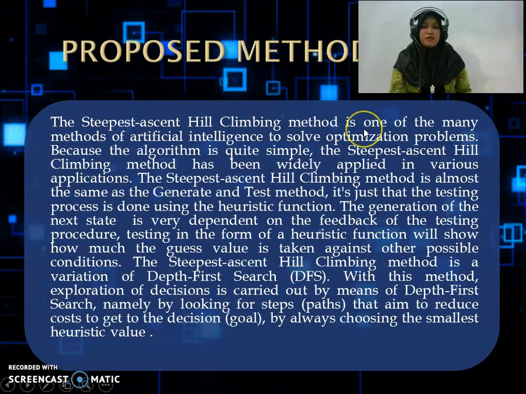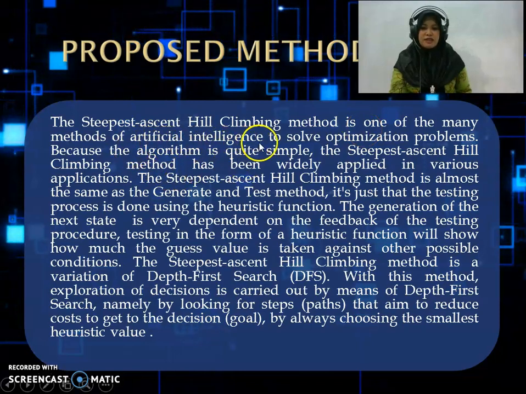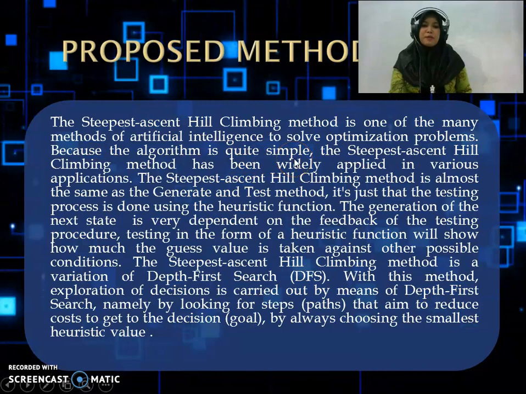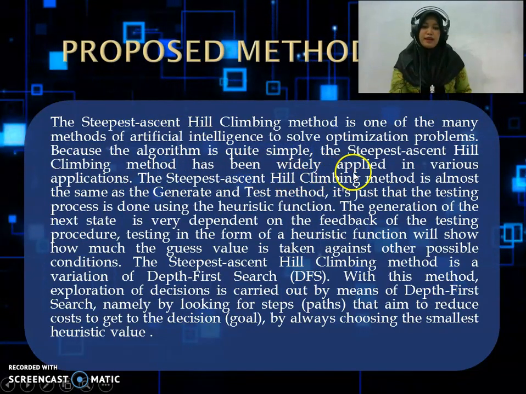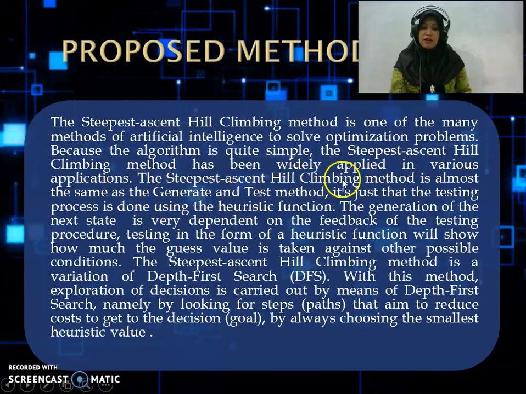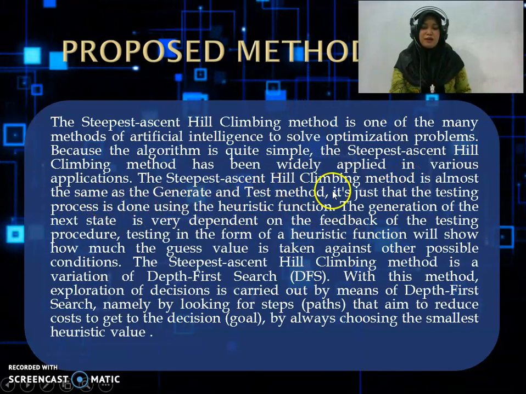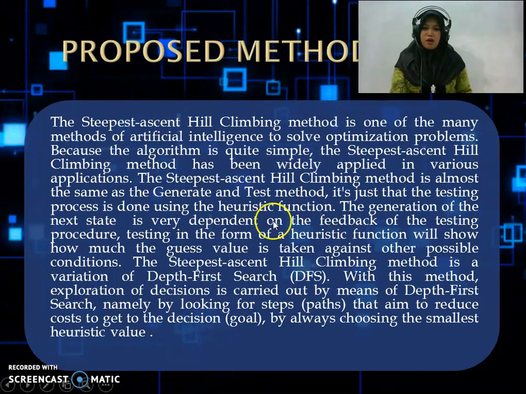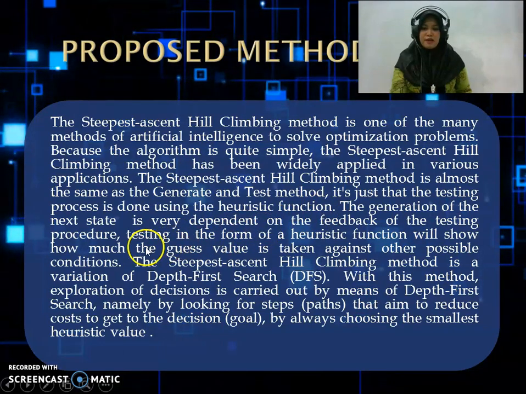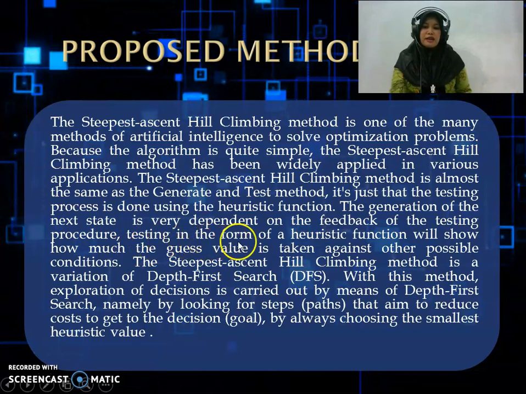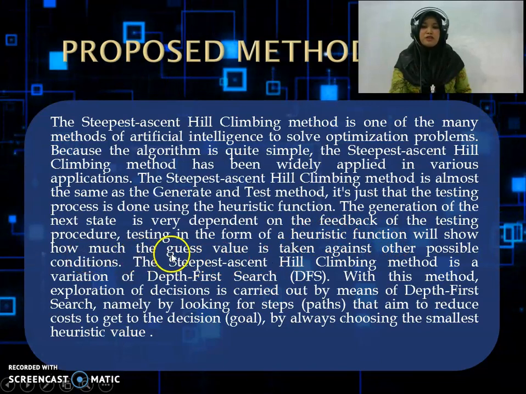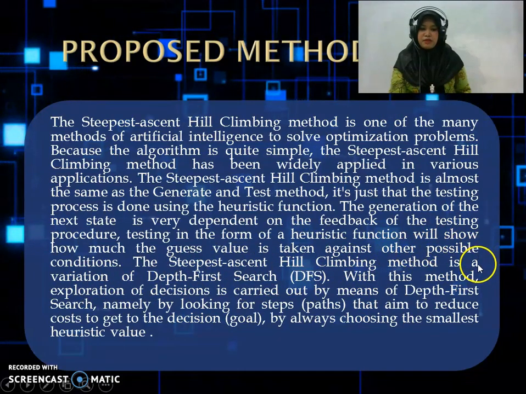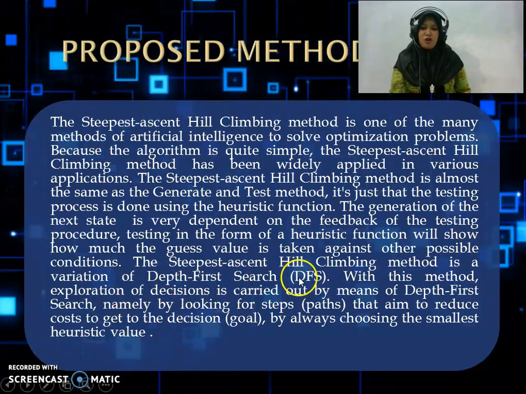The steepest ascent hill climbing method is one of the many methods of artificial intelligence to solve optimization problems. Because the algorithm is quite simple, the steepest ascent hill climbing method has been widely applied in various applications. The steepest ascent hill climbing method is almost the same as the generate and test method. It's just that the testing process is done using the heuristic function. The generation of the next state is very dependent on the feedback of the testing procedure. Testing in the form of a heuristic function will show how much the guess value is taken against other possible conditions. The steepest ascent hill climbing method is a variation of depth first search or DFS.